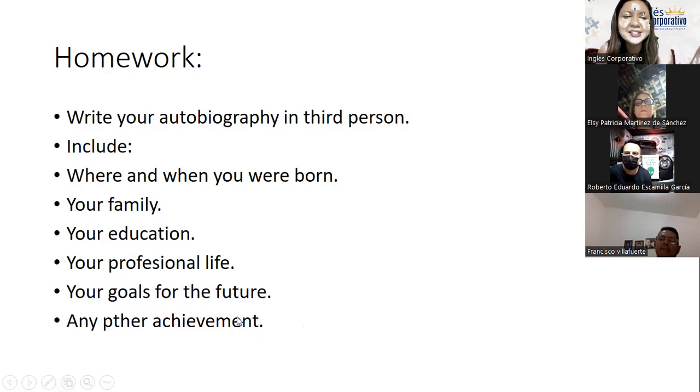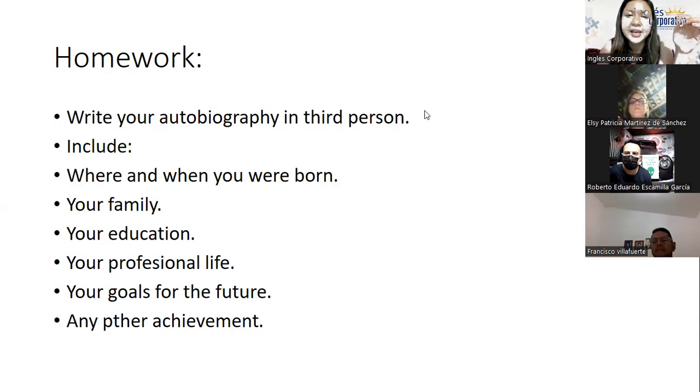For example, you will say, Elsie Patricia Martinez Sanchez was born in San Miguel on March 23, 2023. She is the first of three children. Her mother is Maria Josefina Sanchez, and her father is Roberto Fernando. Similar to a curriculum vitae, but it's going to be your autobiography written in the third person.